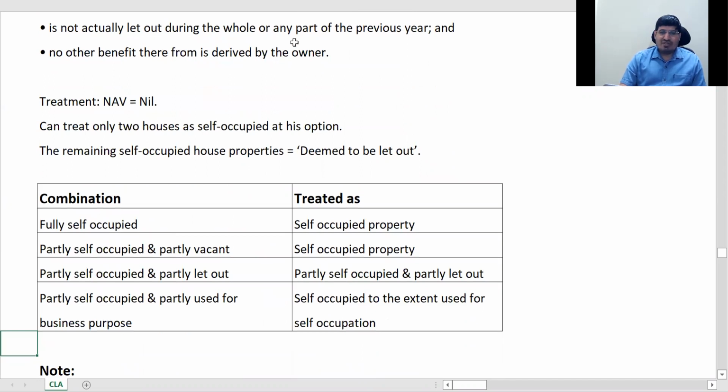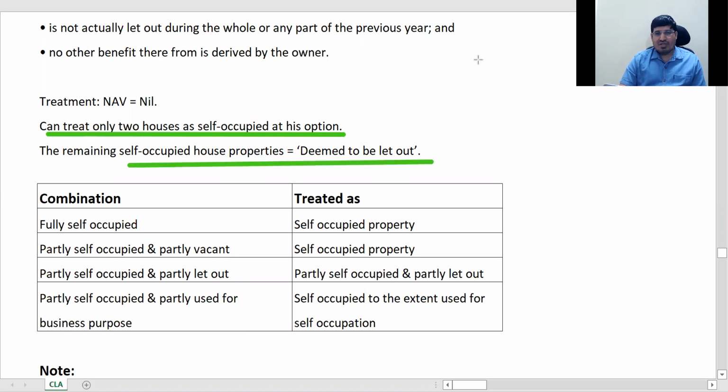And then we have seen, can treat only 2 houses as self-occupied at his option. ठीक है, जो मैंने बताया था आपको, I told you this. Remaining will be deemed to be let out. Right? Understood this part? And then these combinations are not very important at this stage, because when you do the problem, you will understand this automatically. Just for fully self-occupied is treated as self-occupied property.